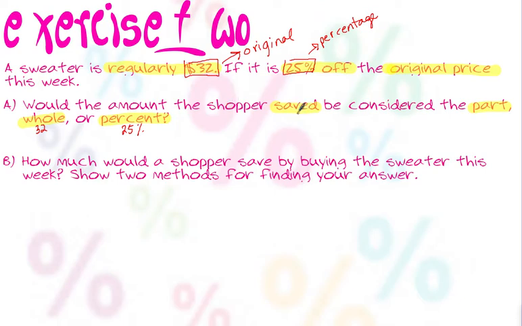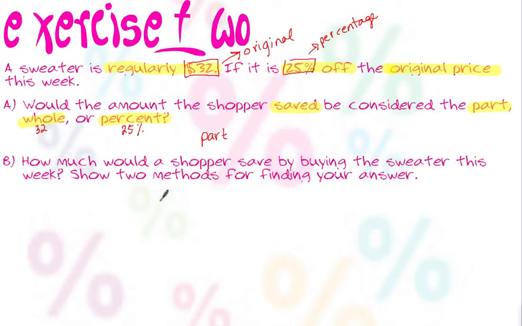So now here I know that the amount saved would have to be the part. So you're not going to save the entire price. That means they're giving it to you for free. The percentage that they take off is going to be just part of that whole price. And so that part is going to be what they saved. Right? How much would a shopper save by buying the sweater this week? Show 2 methods for finding your answer.